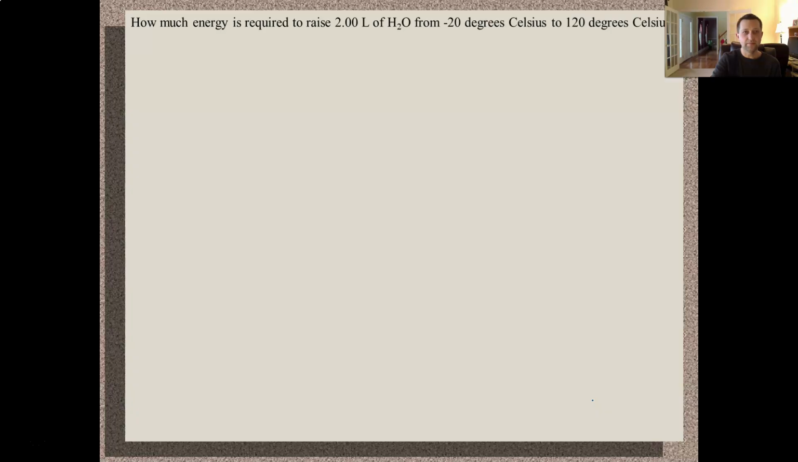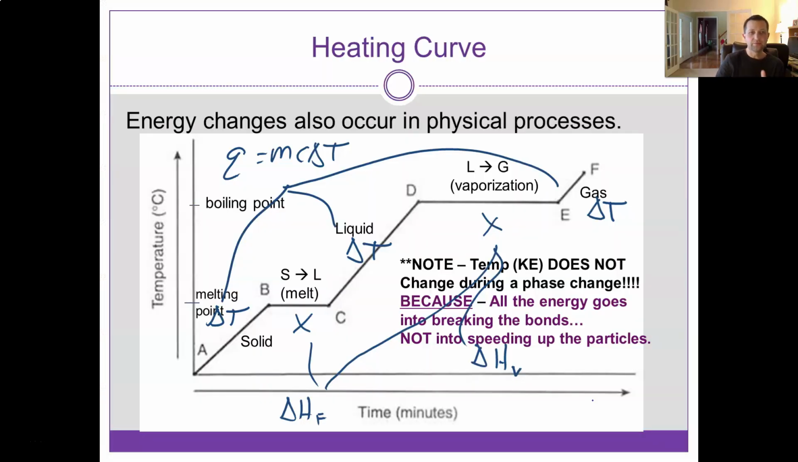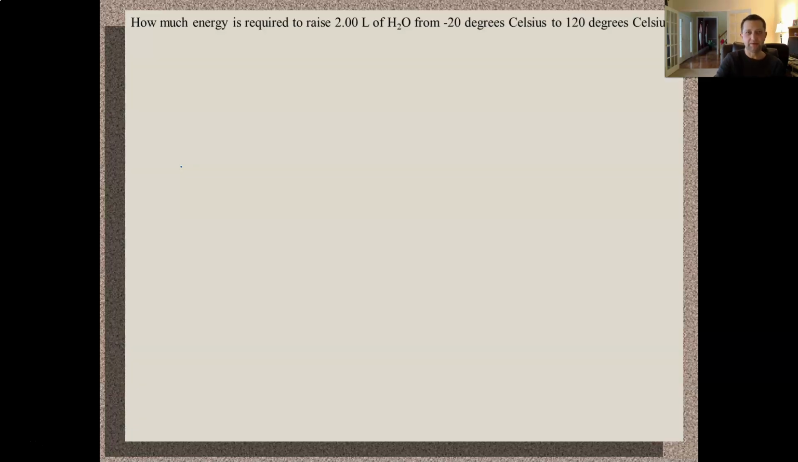Okay, how much energy is required to raise 2 liters of water from negative 20 Celsius to 120 Celsius? So you need to visualize your heating curve, and again, I'll go back to it here. Your melting point or freezing point is at 0 Celsius, and your boiling point is at 100. So for this process, say negative 20 is here and 120 is here, we have to go through 2 phase changes to make this happen. So let's go through what's going on here.